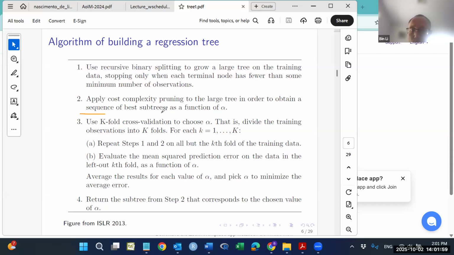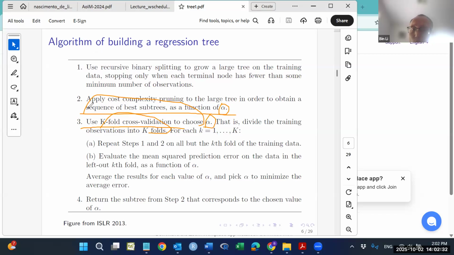Okay, and then we apply cost complexity pruning to a larger tree in order to obtain a sequence of simplified trees, as a function of alpha. We will talk about what alpha is in a minute. The alpha is a tuning parameter. And how do we find the optimal tree? Because we have a sequence of trees, we need to find the best tree through k-fold cross-validation. So you can see cross-validation is very important, right? To choose the optimal alpha so that we can find the optimal tree.